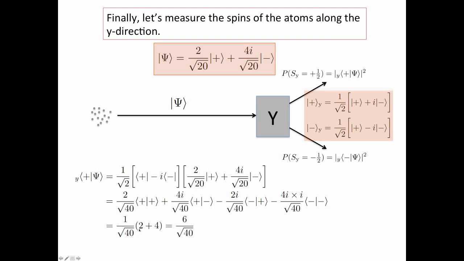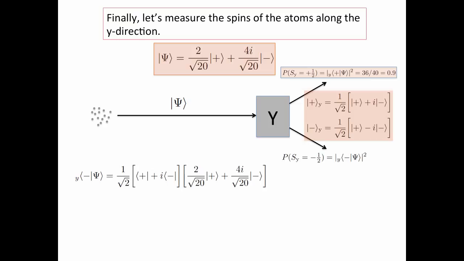So what we end up with is 1 over the square root of 40 times 2 plus 4, which is equal to 6 divided by the square root of 40. The probability is the square modulus of this, and that is easy to find because this is a real number, so we can just square it. So the probability of finding spin up along the y direction is 36 divided by 40, which is 0.9. That means that when we feed our silver atom beam in the state psi into the Stern-Gerlach experiment aligned with the y direction, 90% of those atoms will come out in the spin-up beam.